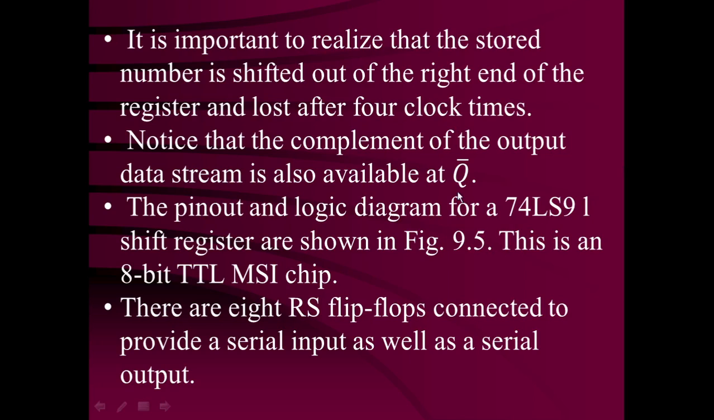So that output Q bar, the complement of Q, is also going to be available at the output of the serial out shift register. Now this 4-bit shift register, which is available in an IC, the TTL IC 74LS91 shift register, is shown in figure 9.5.